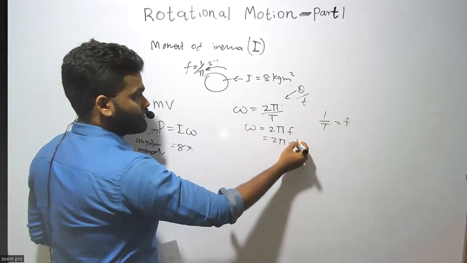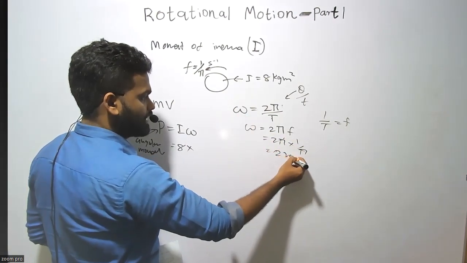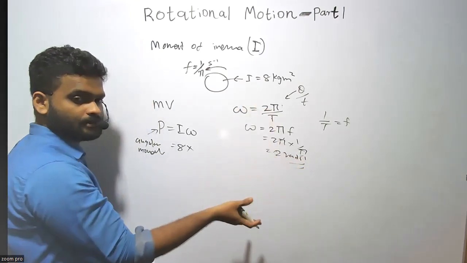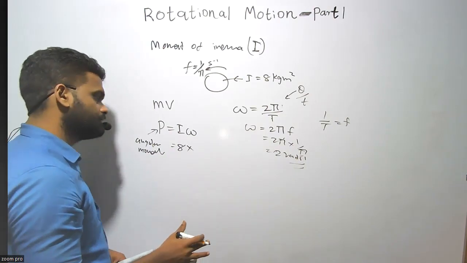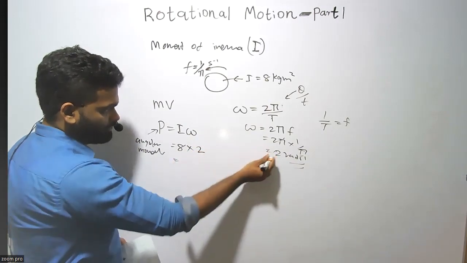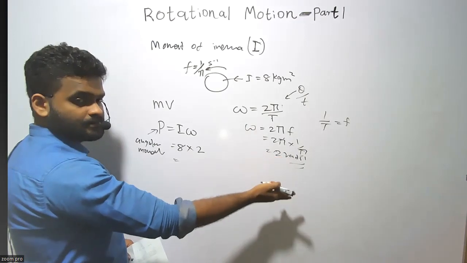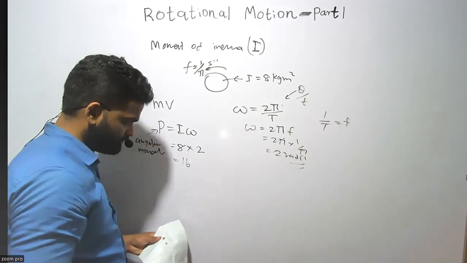Frequency is given as 1 over pi. Pi cancels off, you get 2 rad per second. So that is how you can convert that into an omega quantity, an angular velocity quantity. So now substitute it here. You always have to substitute it in radians, right? So this is 16. What should be the unit?